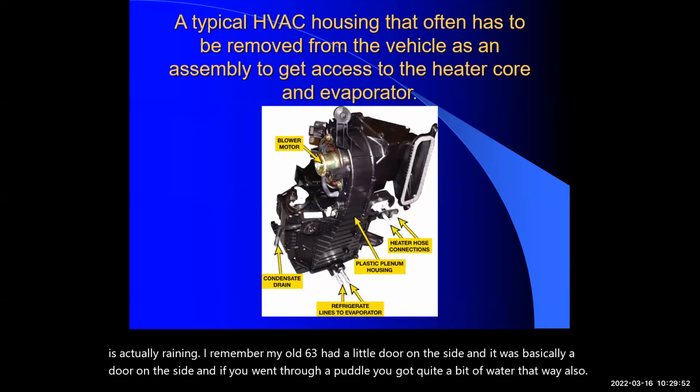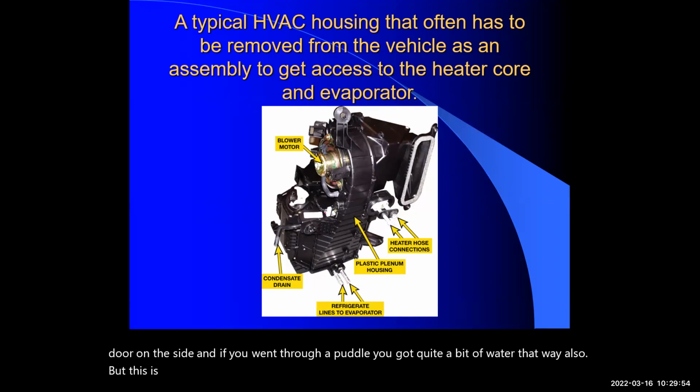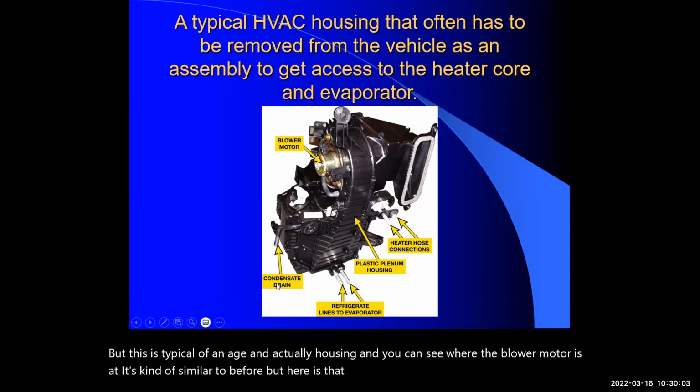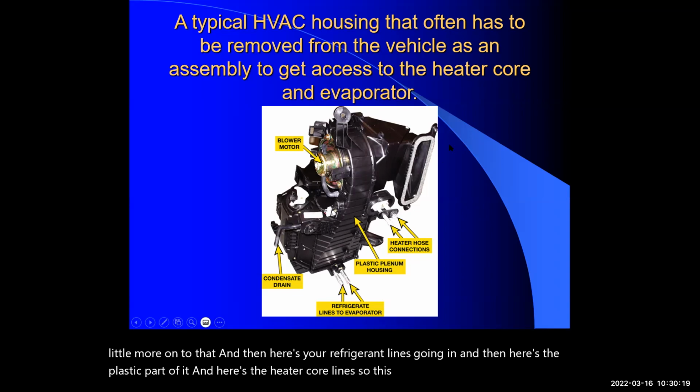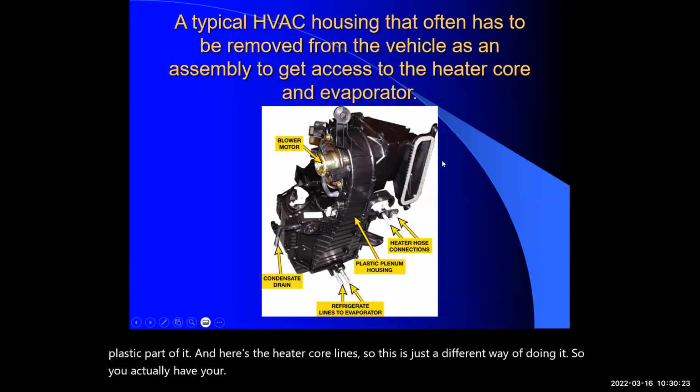But this is typical of an actual housing, and you can see where the blower motor is. It's kind of similar to before, but here is the condensation drain, and we'll get into that a little more. Then here are your refrigerant lines going in, here's the plastic part of it, and here are the heater core lines. So this is just a different way of doing it. You also have your defrost vent over here.